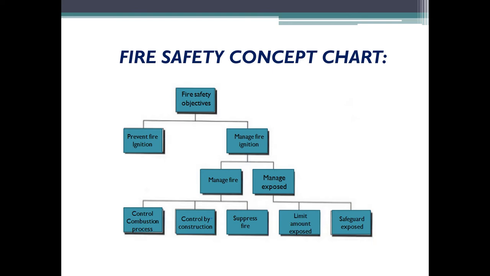In manage fire, we control the combustion process, control it by construction, or suppress the fire by again using some technologies. We manage the exposed thing in that we limit the amount of exposed, safeguard the exposed. Exposed here means whatever material is exposed to the fire, it's managed. We have used a limited amount of material which is non-combustible or say less combustible.